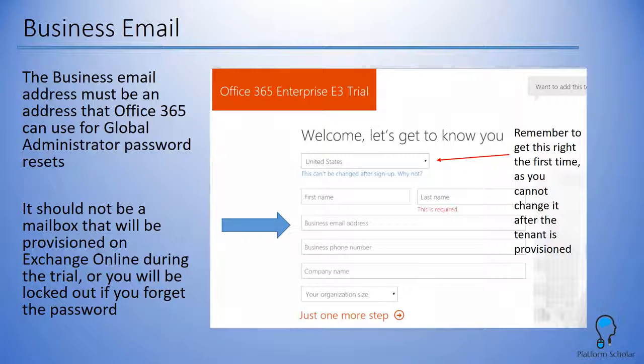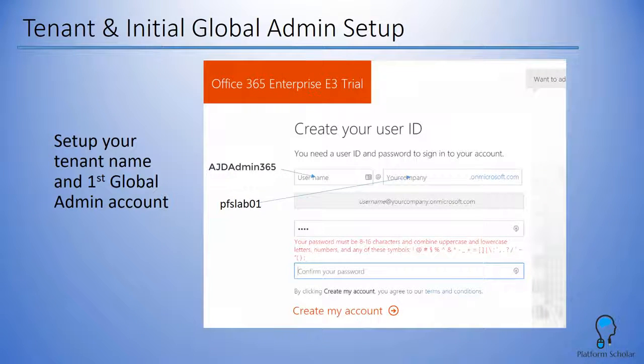If you forget your password and don't have access to your email, you may find it difficult to regain access later without Microsoft's help. You can always change this later, and you can always use your phone to recover passwords if necessary. We'll be using the tenant name PFS Lab 01, and we'll be setting up our first global admin, which we'll name AJD Admin 365.